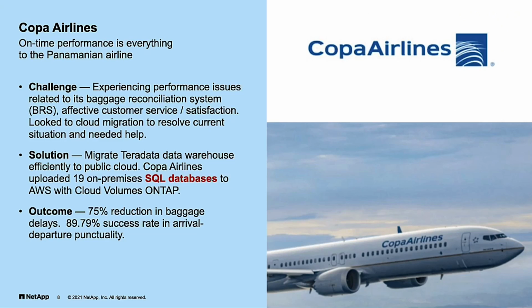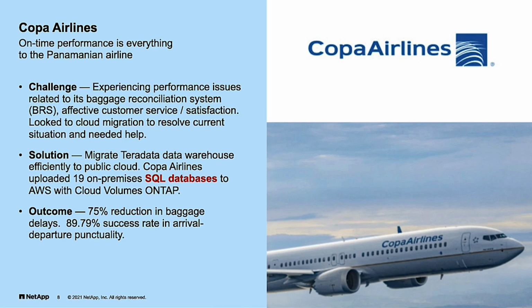So Copa Airlines flies nearly 16 million passengers annually, and that's a lot of baggage to track. Each baggage transport data node must keep up with changing variables. Copa was experiencing performance issues related to their baggage reconciliation system, which affected customer satisfaction, and they looked to cloud migration to resolve this and needed help figuring out where they could optimize and how they could remedy this issue.